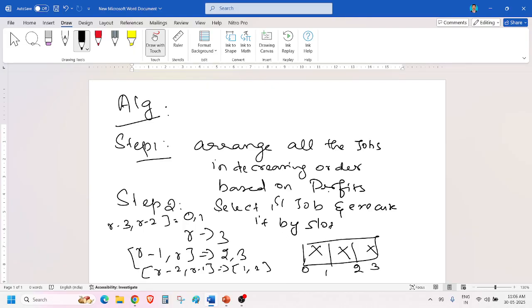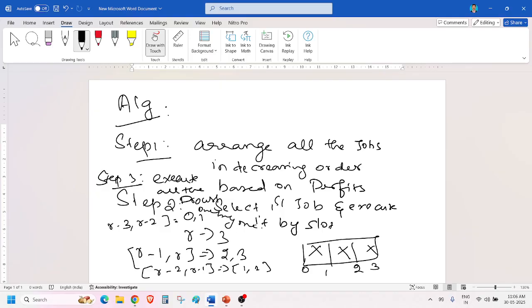Step 3 is simple: you have to execute all the process one by one. What I have said now, you have to execute step by step. So this is the job sequencing algorithm.